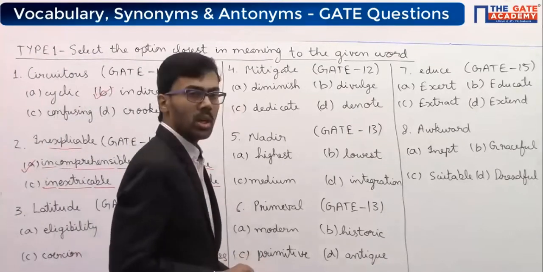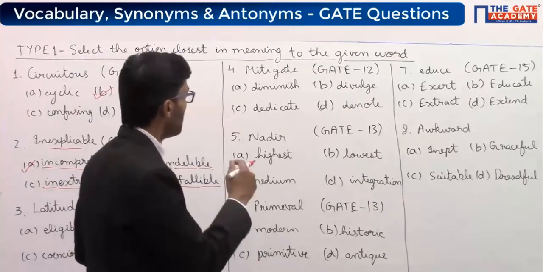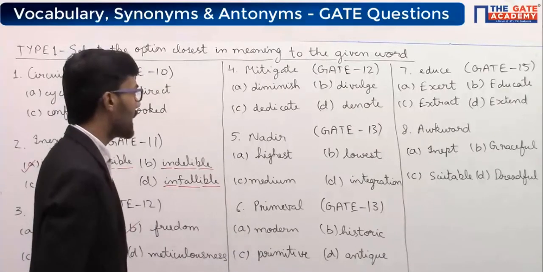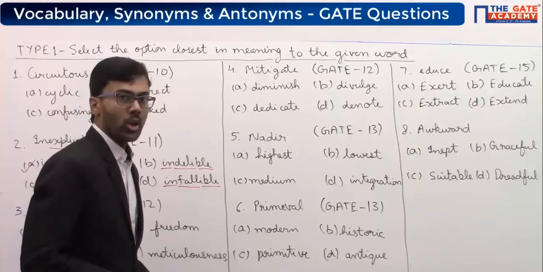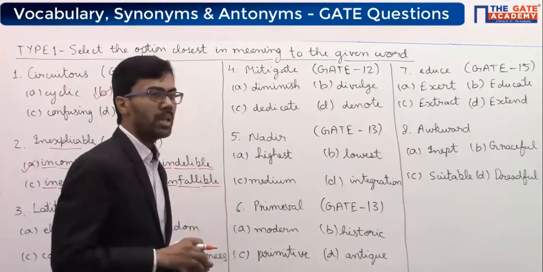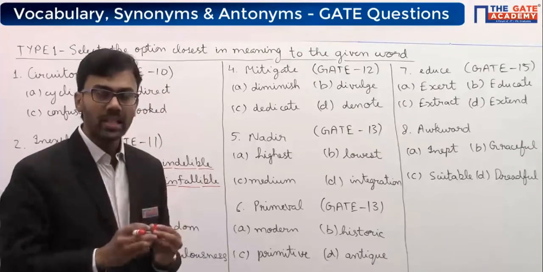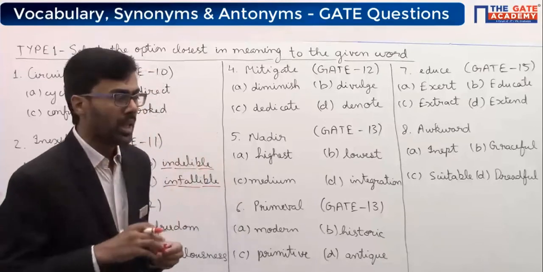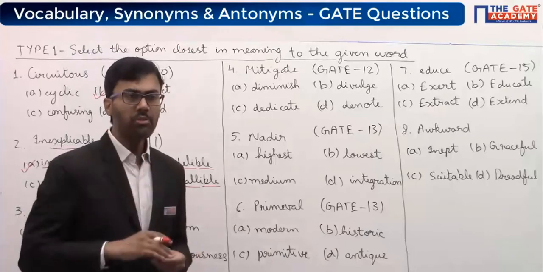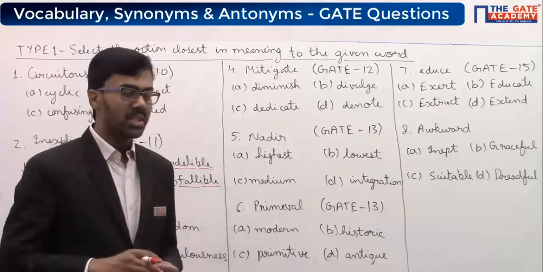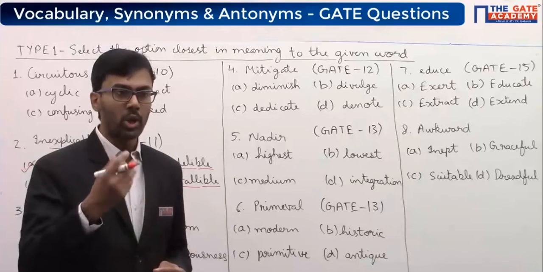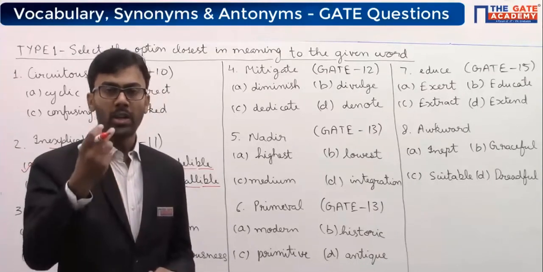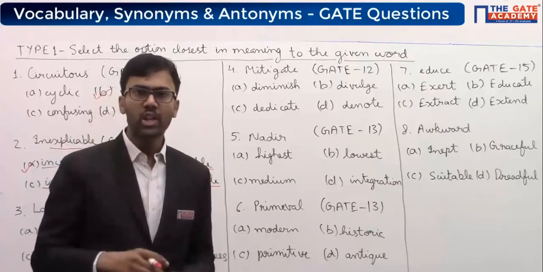Then we come to the next option, which is mitigate. Mitigate appeared in GATE 2012. The options are diminish, divulge, dedicate and denote. Now the word mitigate actually means to reduce the extent or to reduce the amount or intensity of something. Like for example, let's say a person is having a fever or some kind of a pain in the body, so in order to mitigate, that is reduce the pain or reduce the fever, some kind of a medication might be required.